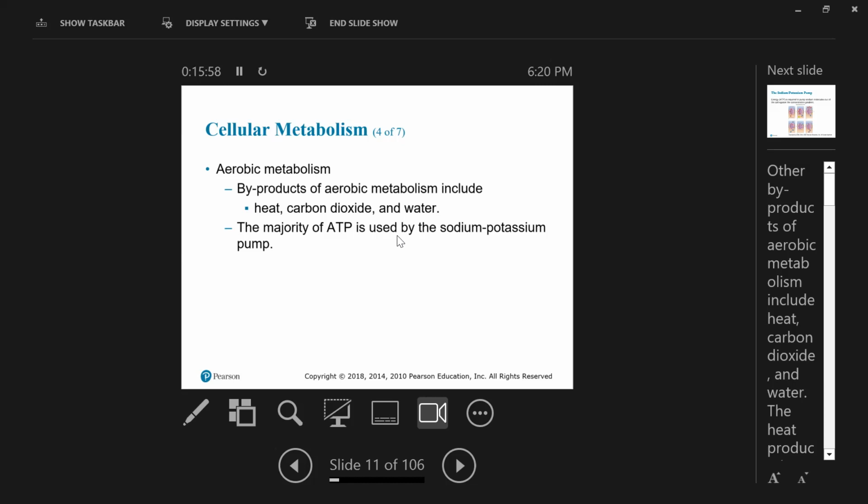So the other byproducts would be carbon dioxide and water. Okay. The majority of ATP is used in the sodium potassium pump. You guys remember the sodium potassium pump? Sodium exchanges with potassium, and we kind of always study it when it comes to nerve cells, but it happens everywhere. In your stomach, when you have an unbalanced amount of sodium and potassium, you're gonna feel sick. You're gonna have diarrhea or you're gonna have constipation.